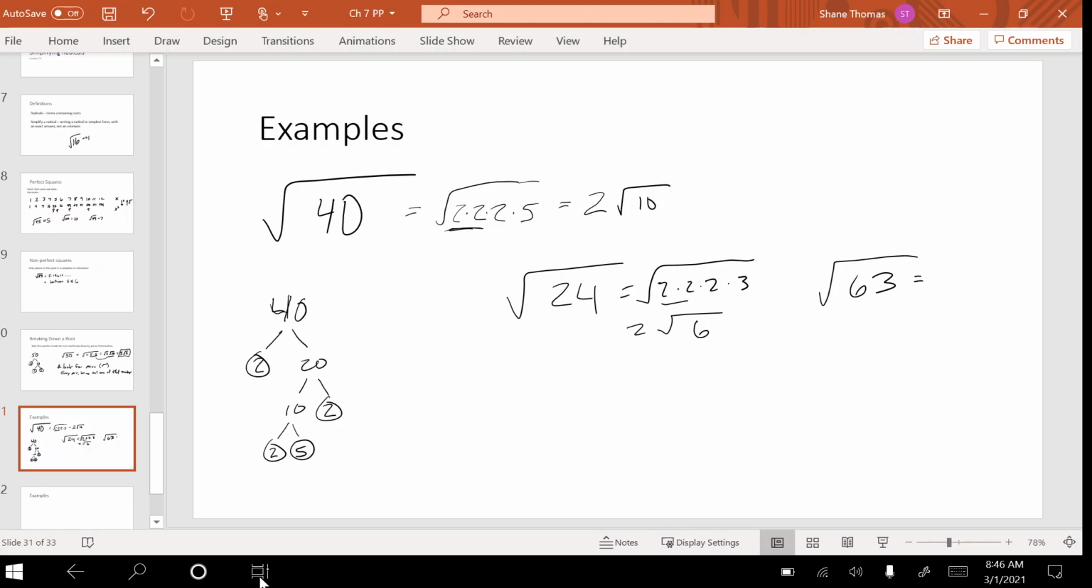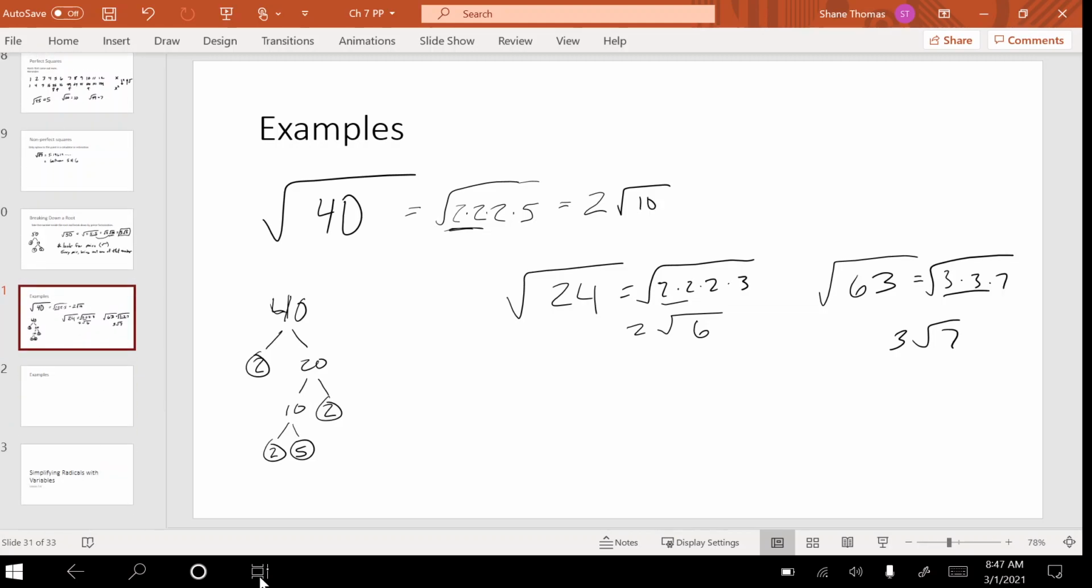63. 63 is going to be 3, 3, and 7, right? Pair of 3's. Take it outside. And we get our 3 root 7. I like it. Who had 3 root 7 for that one? All right. Now, let's go with a couple more here.